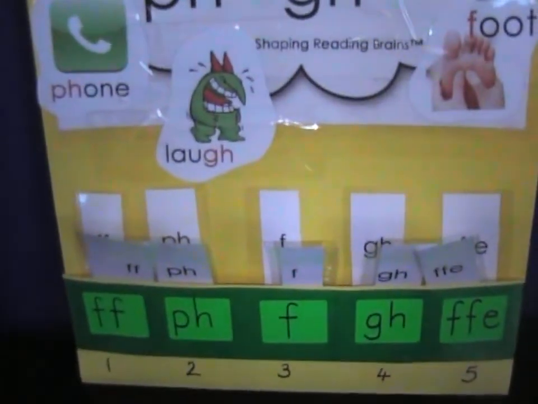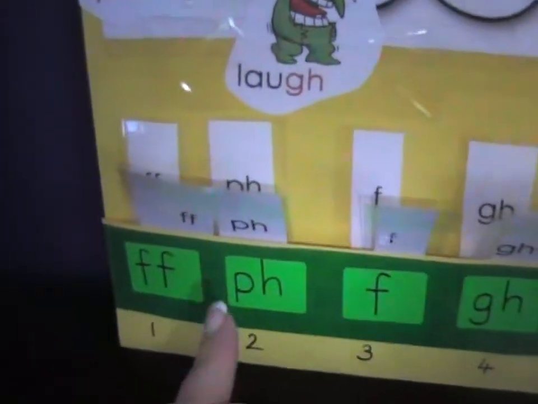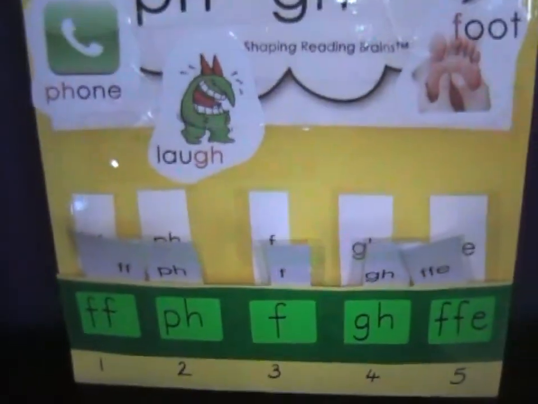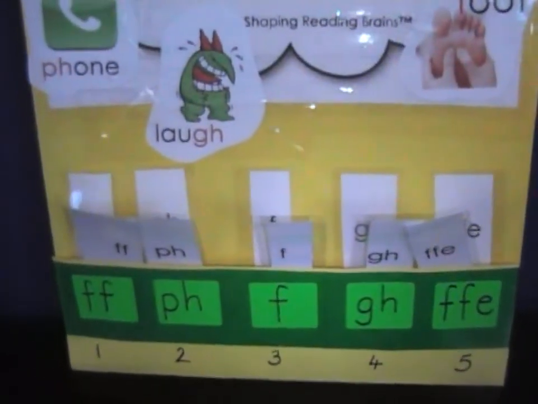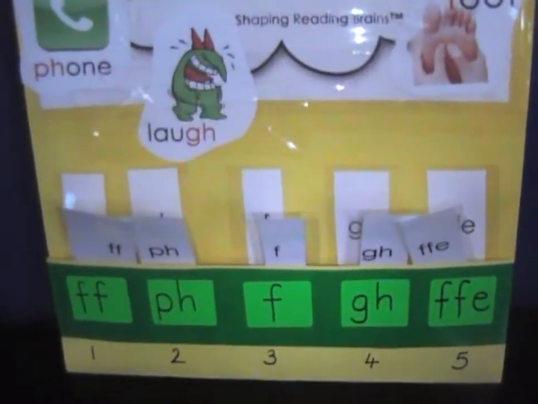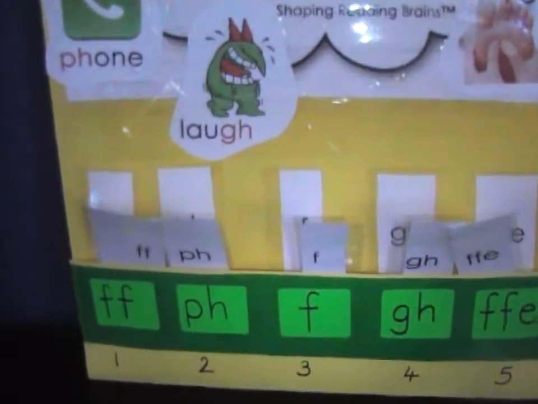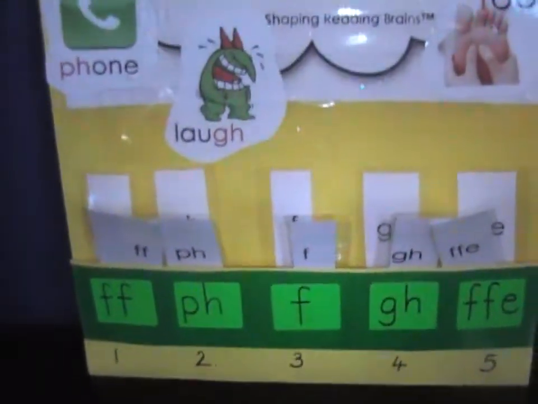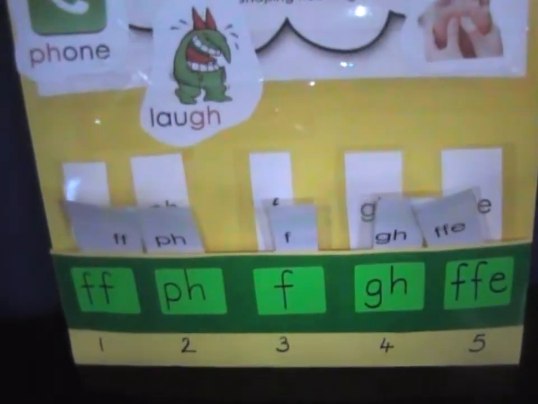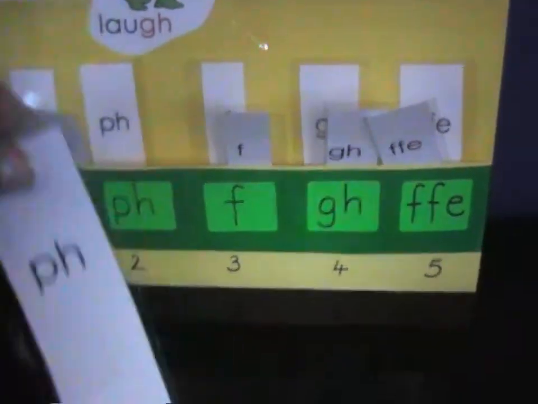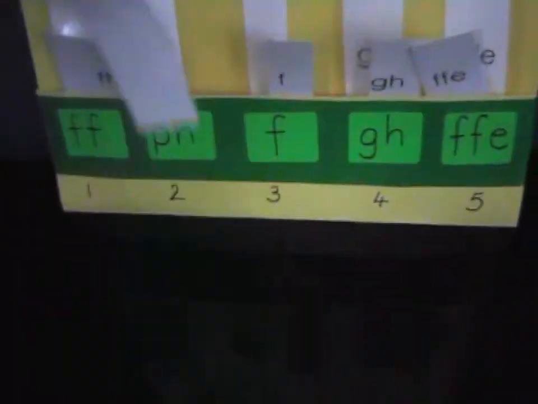Now, the reason that we've got these pockets here is because in prep and year one, especially in prep, they're still remembering how to form the letters. So even if you say it's this one, they won't remember. They can't just have a look and remember. They have to actually take it with them to their tables to copy it down.